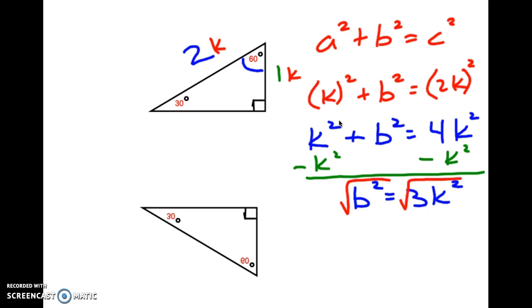We take the square root. Similar to the other one, the k squared would simplify and come out as a k. The 3 has to stay inside. So that's why the ratio there is k, 2k for the hypotenuse, and k times the square root of 3 for the medium side.